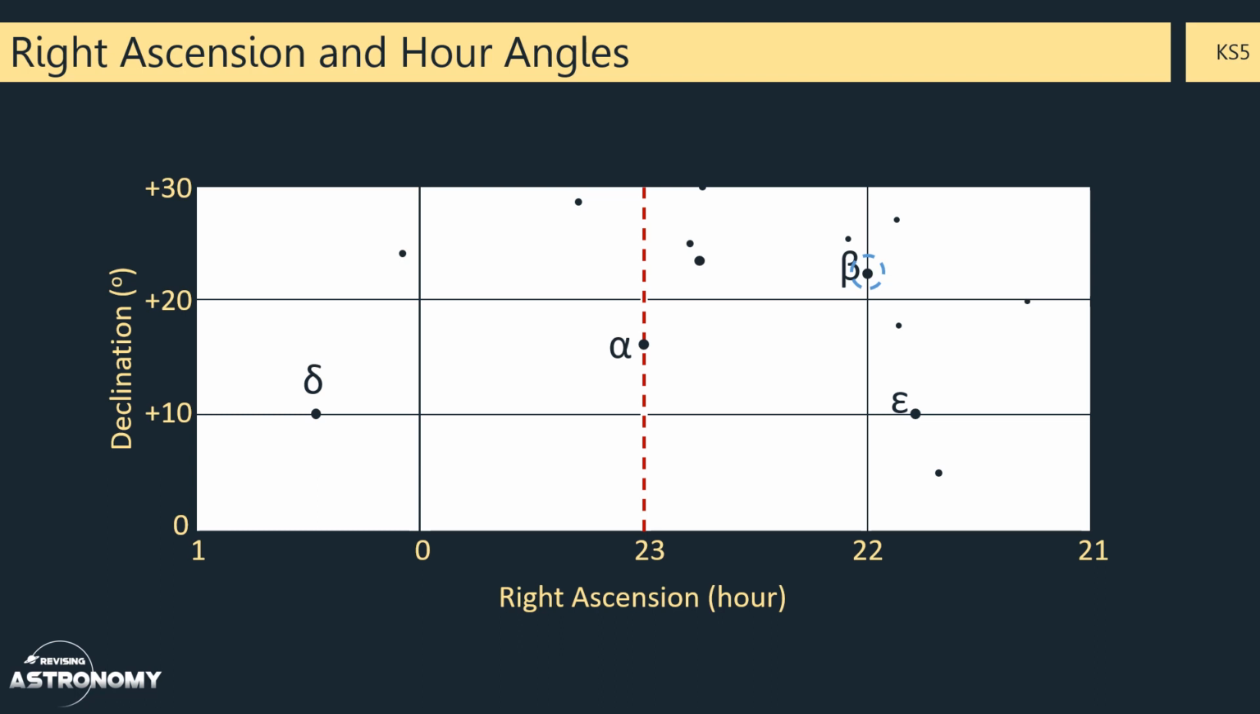For beta, again, we've got to work out the right ascension. So the right ascension will be, just go down, so we can see that it's 22 hours. And then we need to work out the hour angle. So the hour angle is the difference between the right ascension and the local sidereal time. So the local sidereal time is 2300 hours and the right ascension is 22. So therefore we will do 23 minus 22, which equals 1 hour.